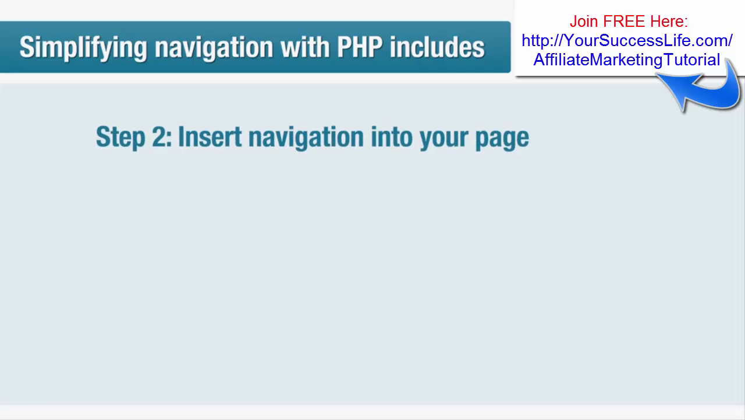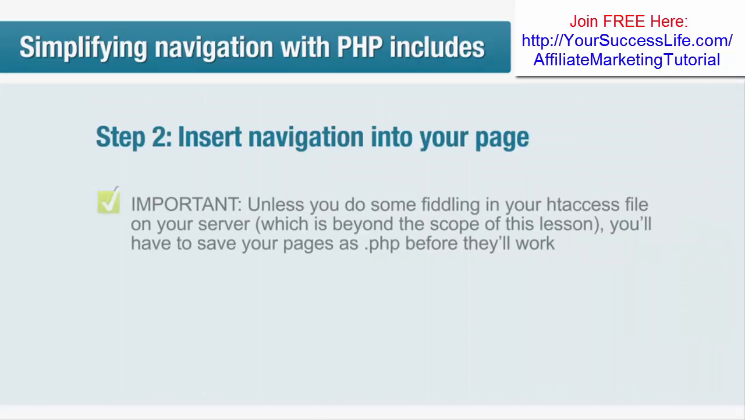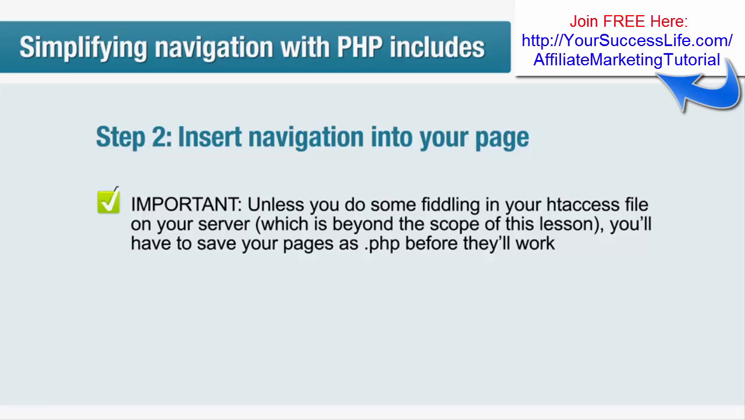Step 2. Inserting the navigation into your page. Okay, because you now have all this info in a separate file, you can delete the navigation from your first file. Be sure to only delete the stuff that you have duplicated in the second file though. Now, where the original code was, write this. And save your original page as index.php. Now this is important. Unless you do some fiddling in your htaccess file on your server, which is beyond the scope of this lesson, you'll have to save your pages as .php before they'll actually work.